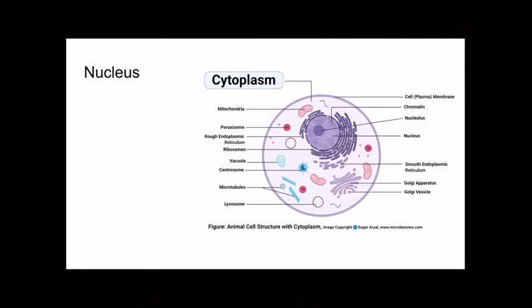So another way that we can define cytoplasm is that cytoplasm includes everything between the cell membrane, or the plasma membrane, and the nuclear membrane. The nucleus is defined by a membrane also, and so everything between those two membranes is the cytoplasm. All right, so let's go ahead and take a look at our organelles.